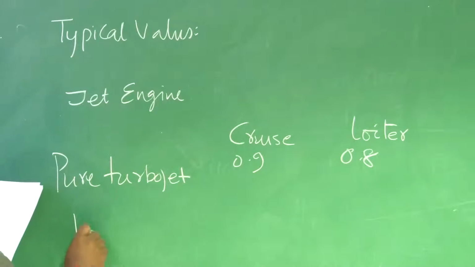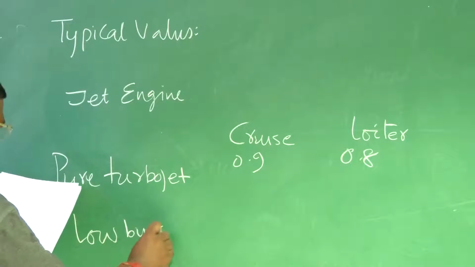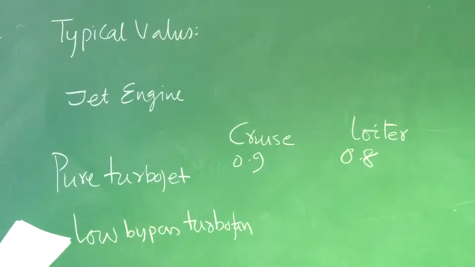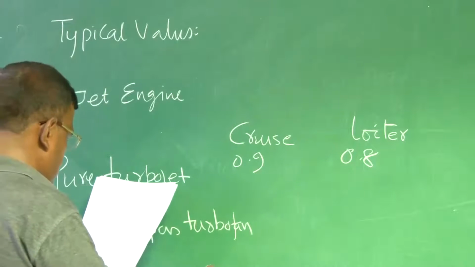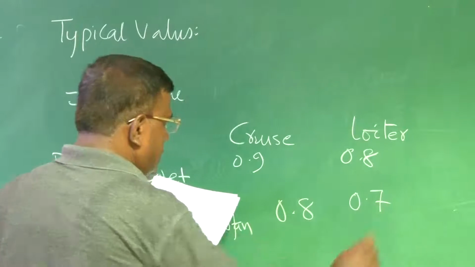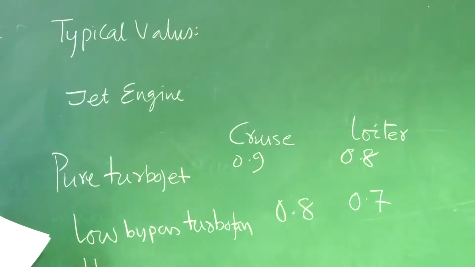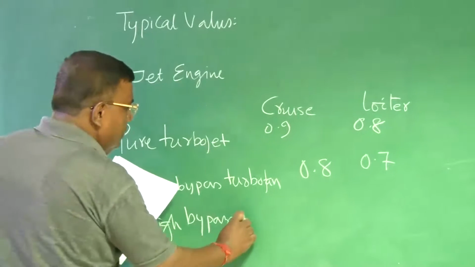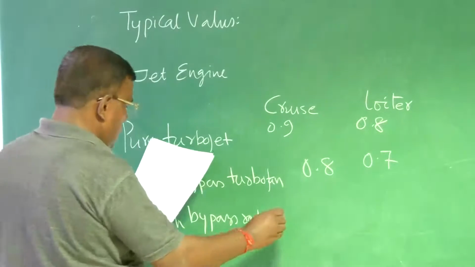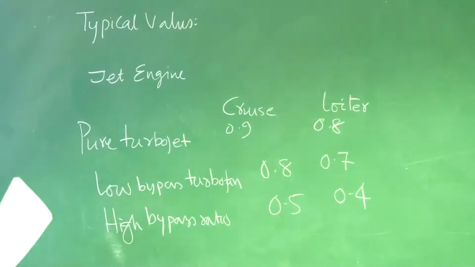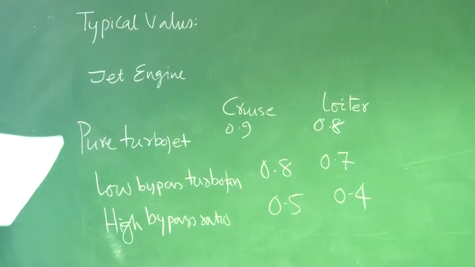And for low bypass turbofan, mostly we will be using turbofan in our example. Maybe you may pick high bypass ratio. This value is around 0.8 for cruise and 0.7 for loiter. And for high bypass ratio engine, this value is around 0.5, and for loiter it is 0.4. These are all typical numbers for jet engine.